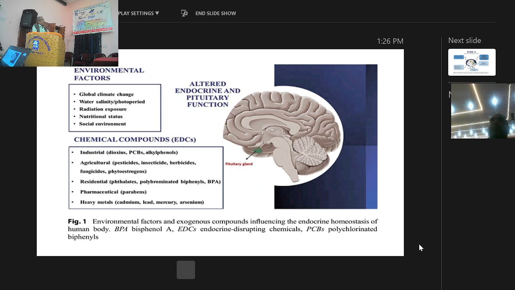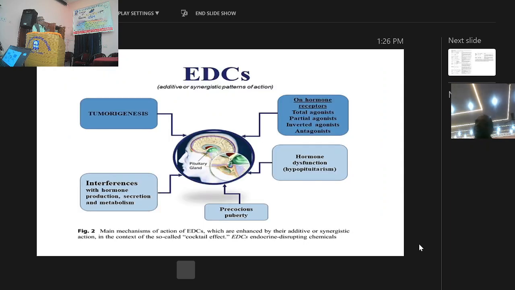Now, these are the environmental factors, chemical compounds which are very much important to alter the endocrine as well as pituitary function. Actually, you know that hypothalamus, pituitary, and other endocrine organs axis এর মাধ্যমে আমাদের টোটাল এন্ডোক্রিন সিস্টেমটা দাঁড়িয়ে আছে। এখানে এন্ডোক্রিন ডিসরাপটিভ কেমিক্যালস গুলো কোনো একটা জায়গাতে ইনকর্পোরেট হয়ে গেলে পরবর্তীকালে টোটাল অ্যাক্সিসটা ডিস্টার্ব হয়। Now the main mechanism of action of diseases which are enhanced by their additive or synergistic action in the context of so-called cocktail effect. Next slide.